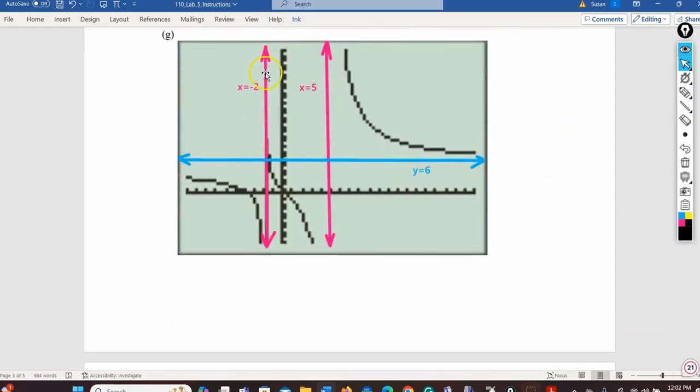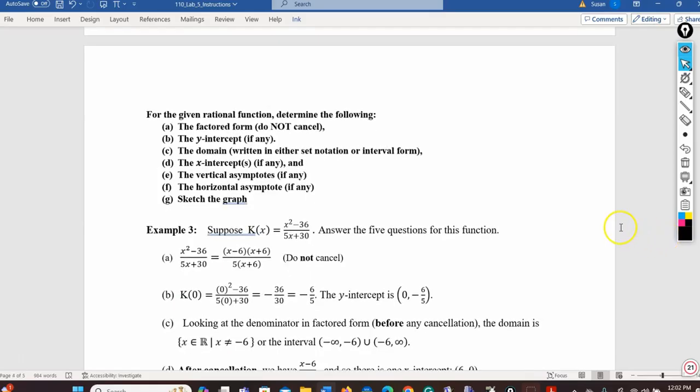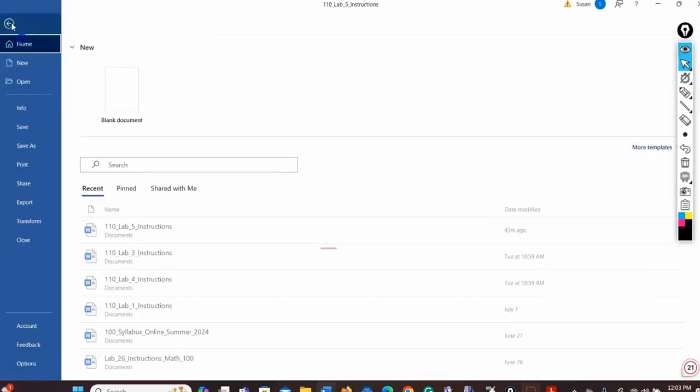And again, I've put the asymptotes in different colors because they are not officially part of the graph. And you should be able to see your y-intercept and your x-intercepts. There should be enough detail where you can see that. So that's how I use my graphing calculator to do that. So again, answer the above questions for this function.